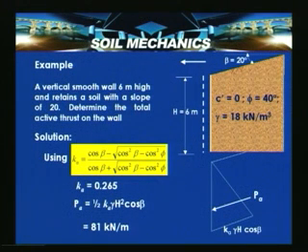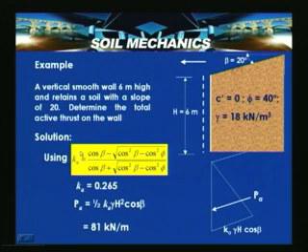A vertical smooth wall of 6 meters high retains a soil with a slope of 20 degrees. That is, the slope of this surface is 20 degrees with the horizontal, which is shown here. Determine the total active thrust on the wall. The shear strength parameters given are cohesion equal to 0 and drained friction angle of 40 degrees, and the unit weight of the soil is 18 kN per meter cube. The height of the wall is 6 meters.